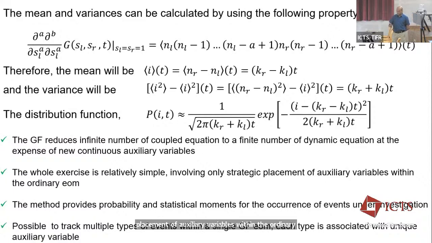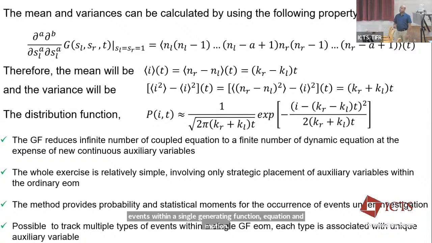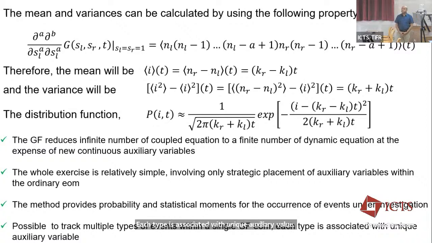So in that ordinary equation of motion, you will be getting that kind of thing. The method also provides the probability distribution and the statistical moments for the occurrence under investigation, and it is possible to track multiple types of events within a single generating function equation of motion. Each type is associated with unique auxiliary variables.